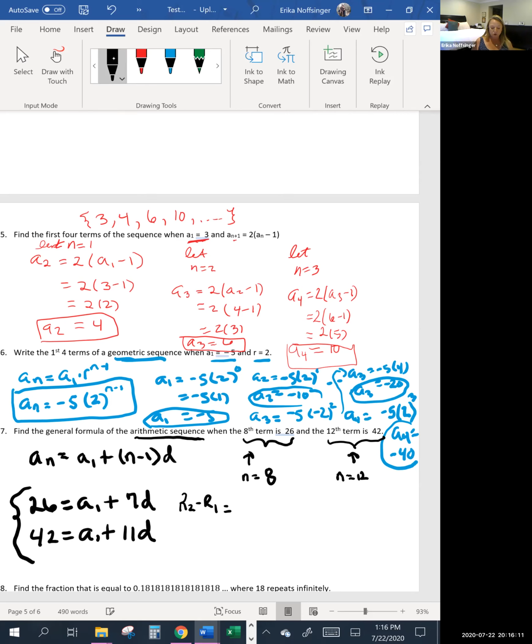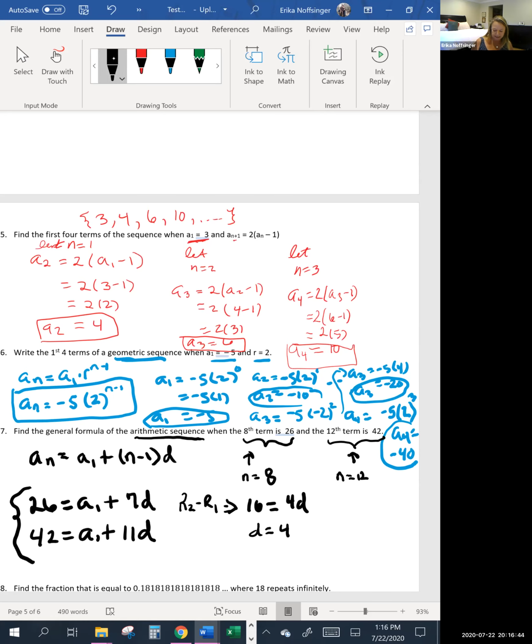So 42 minus 26, that's going to give us, I believe, 16, is equal to a sub 1 minus a sub 1, those cancel, and 11d minus 7d is equal to 4d. So now we have an equation with just d in there, and we can divide both sides by 4, and we get that d is equal to 16 divided by 4, which is 4.